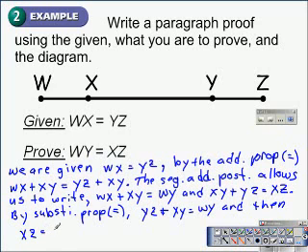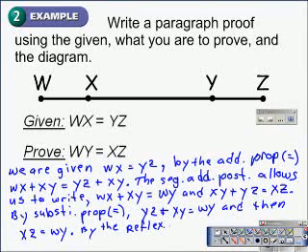Now we haven't quite proved our statement, because our statement was the measure of WY came first, and that's equal to the measure of XZ. So by the symmetric property we can switch that around. There is proving segments congruent.